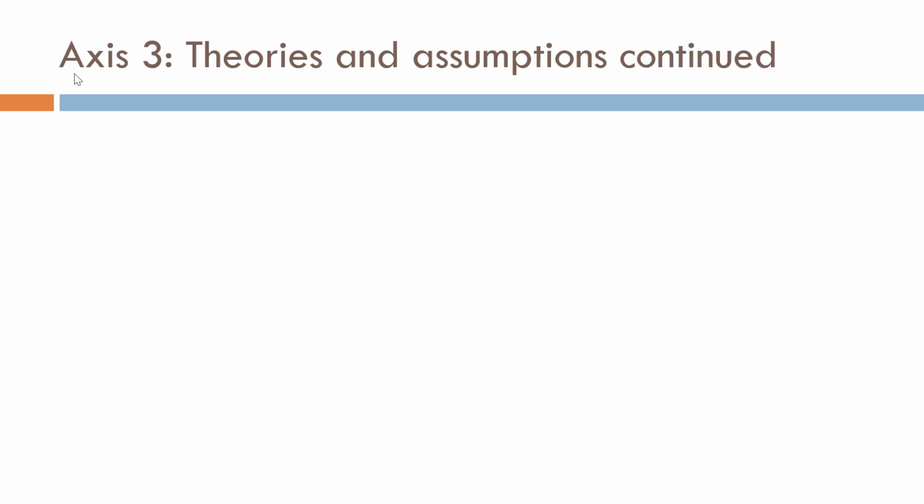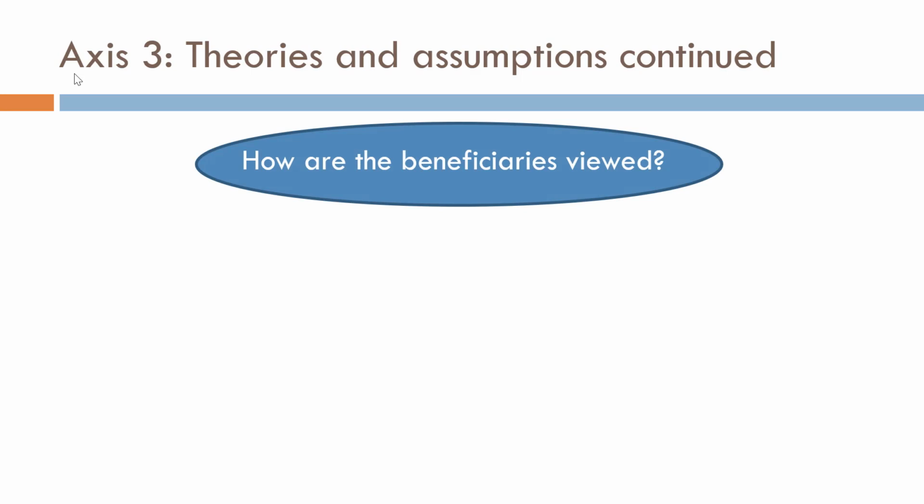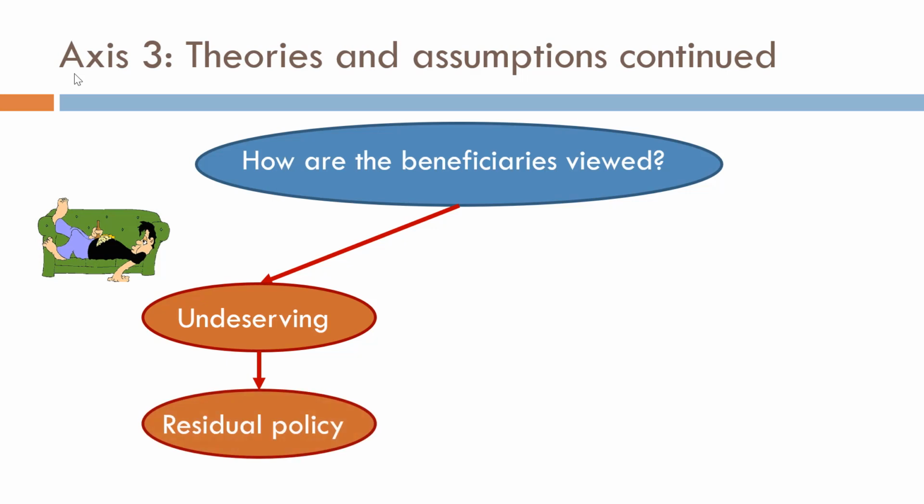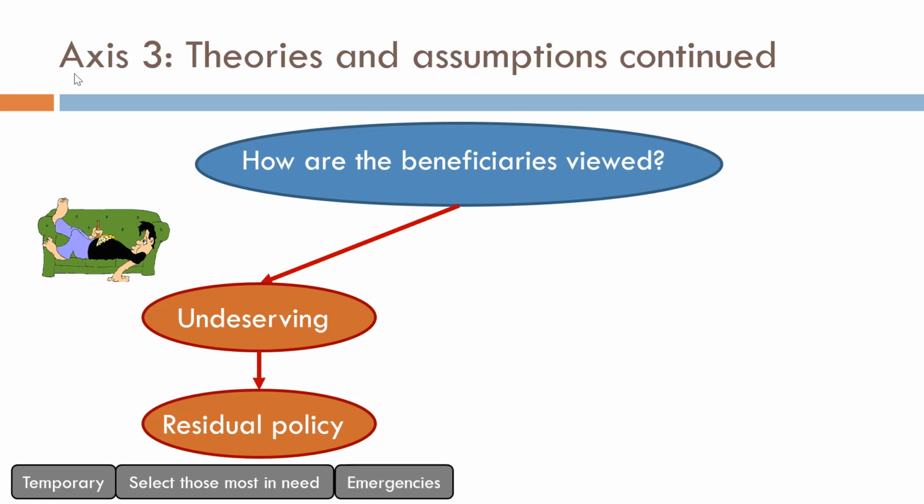The second question in this axis, in terms of theories and assumptions, is how are the beneficiaries viewed? So the people that the policy is going to help. What is our belief about them? What do we think about them? Well, if we think that they are undeserving of help because they should be getting through this crisis on their own, or that they are lazy, etc. You can think of all of the negative terminology there. Then again, we're going to have a residual policy, which, just by way of reminder, is temporary, selective, and viewed as responding to some sort of crisis.